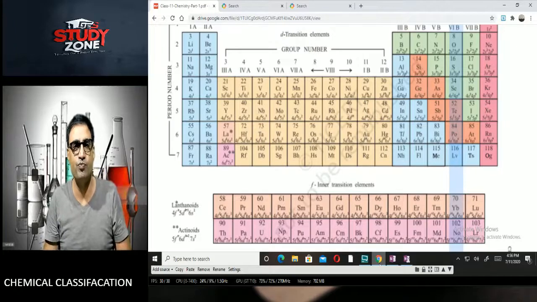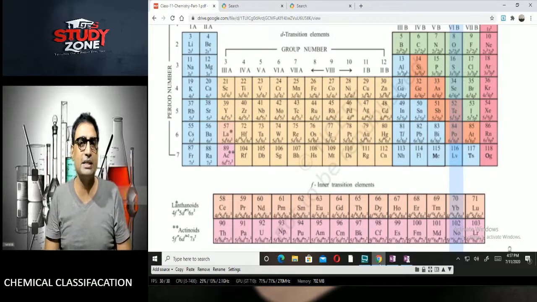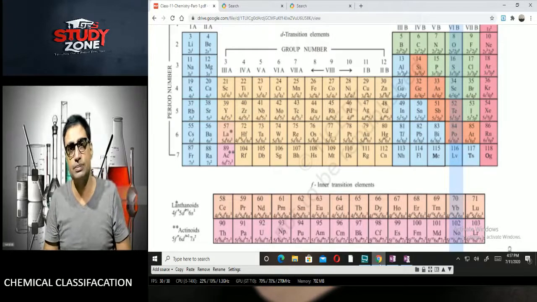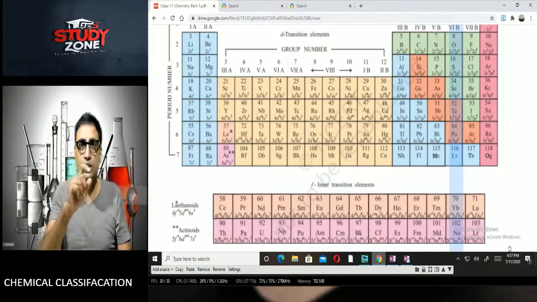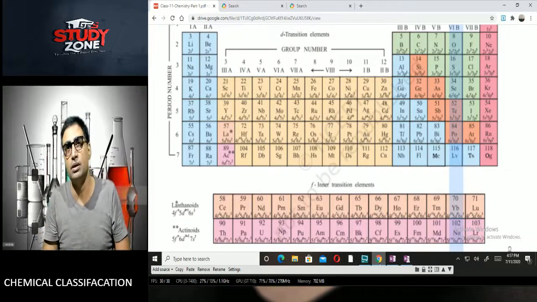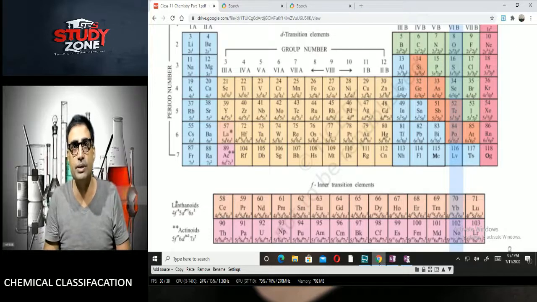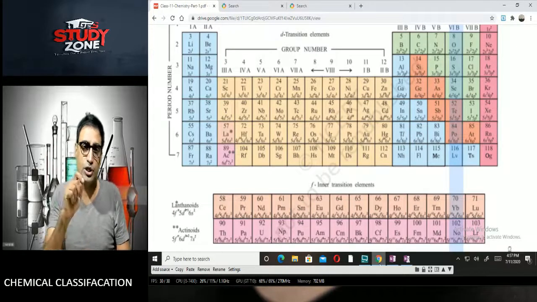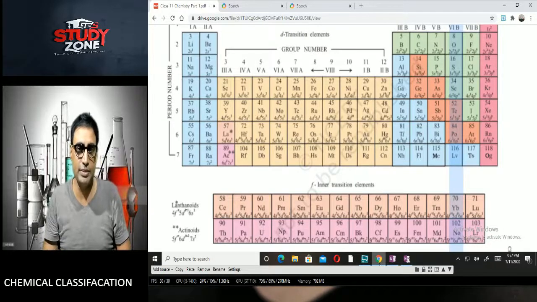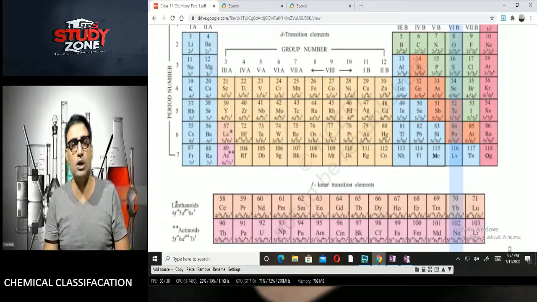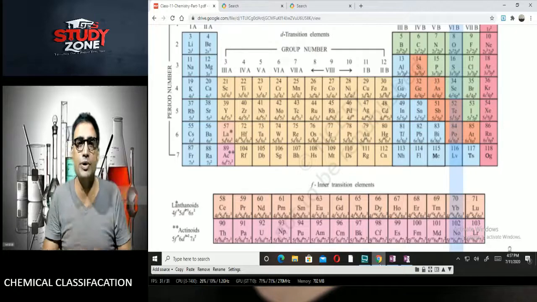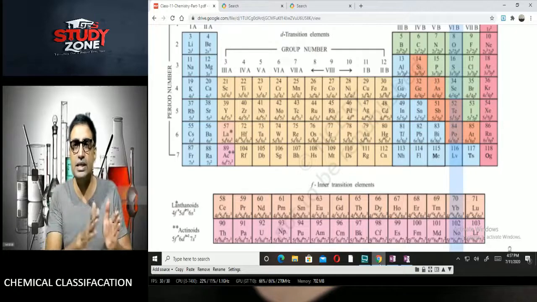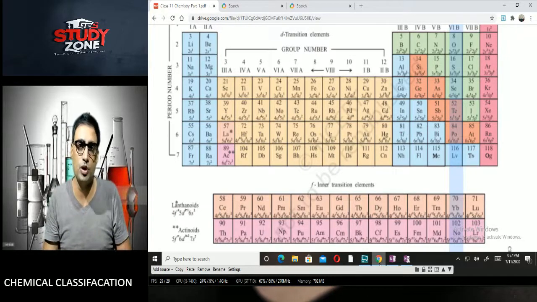The second demerit is the position of the F block elements. The F block is placed outside the main body of the periodic table without any explanation. So the position of the F block is again a demerit. So this is all about the characteristics, the merits and demerits of the modern periodic table.